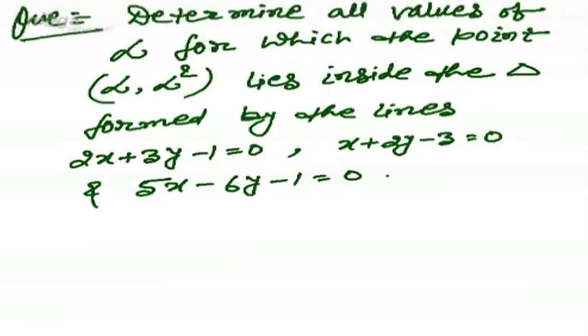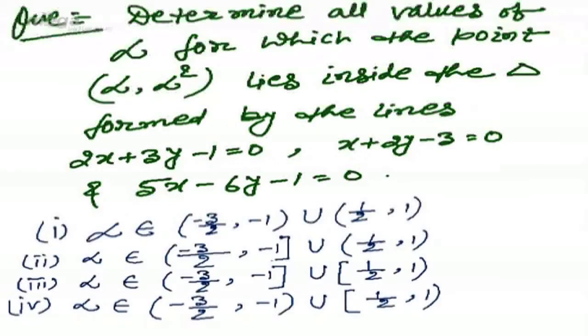And your options are: the first option is alpha belongs to the open interval (-3/2, -1), union the open interval (1/2, 1). The second option is alpha belongs to the interval (-3/2, -1], union the open interval (1/2, 1). The third option is alpha belongs to the interval (-3/2, -1], union [1/2, 1).